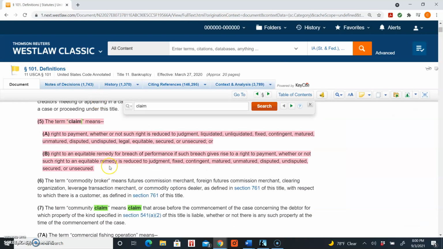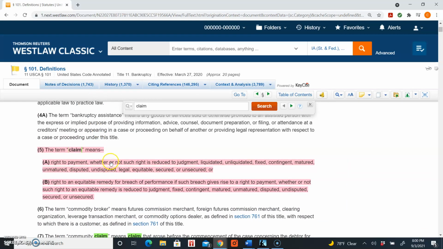So here we go. I looked it up already and I highlighted it. The term claim means a right to payment, whether or not such right is reduced. This is basically what it means. We're not supposed to go deep into it. So, there's that.